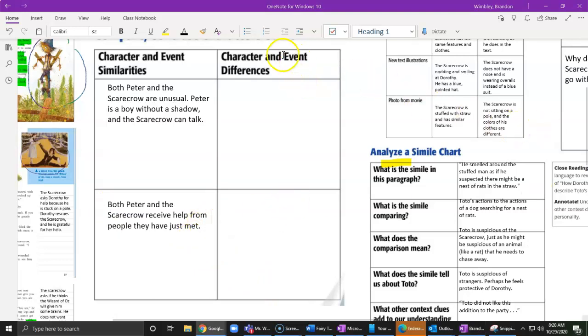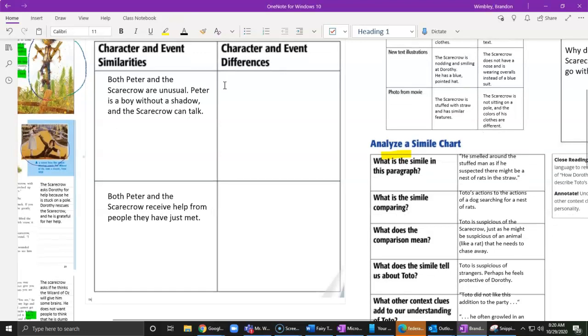Now, we have this other column over here about how they are different. So we're not going to focus just on Peter and the Scarecrow, but we have those two other characters, Wendy and Dorothy, so let's see if we can incorporate them as well. So in the event, how are they different? Let me get there, we go. And let's drag it across. There we go.